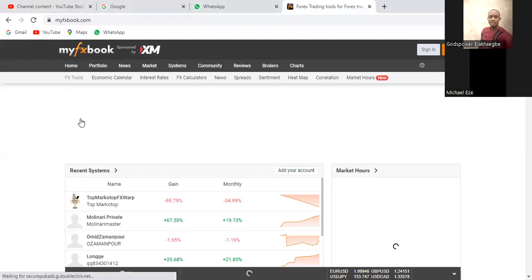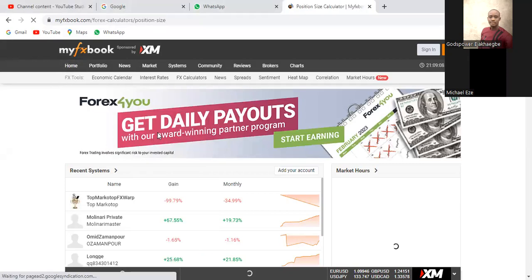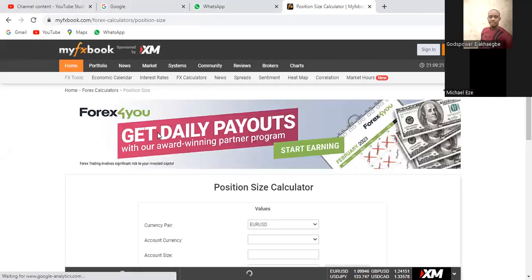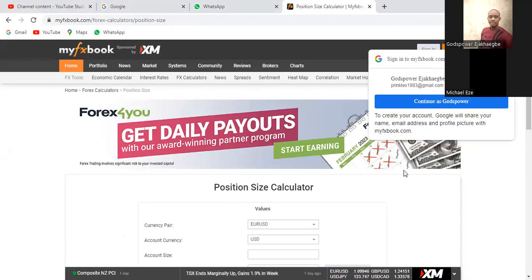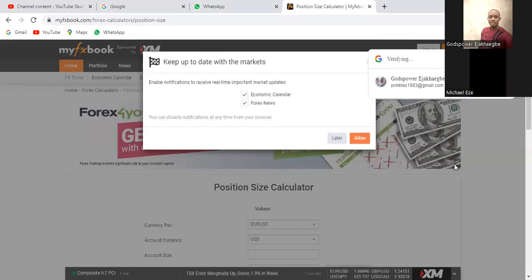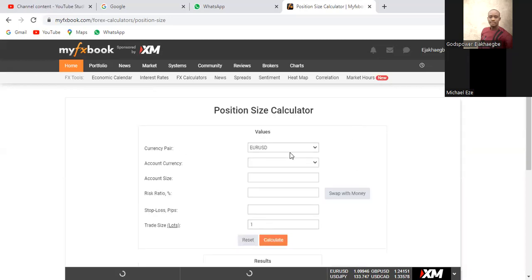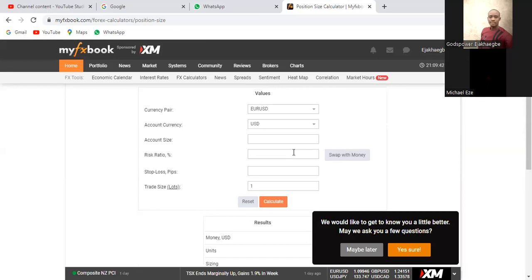Go to forex calculator, then click on position size calculator. Once you click on position size calculator, this page opens up. Now what exactly is this place used for? This place is majorly used to manage the money you have in the forex market.